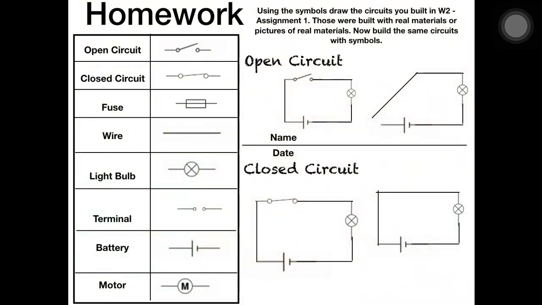Here's an example of a closed circuit without a switch. In this case, the wire flows to one side of the light bulb and goes from the bottom of the light bulb on back to the battery. This light bulb would also light. This is also a closed circuit. So these are some examples of what you may have drawn for your circuit symbol homework.